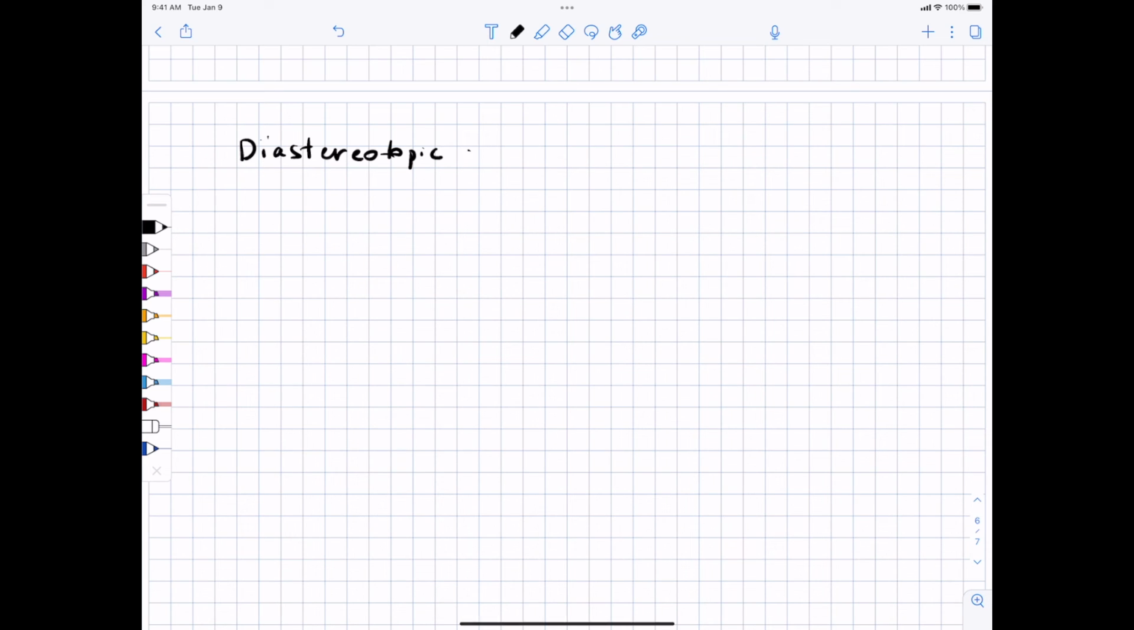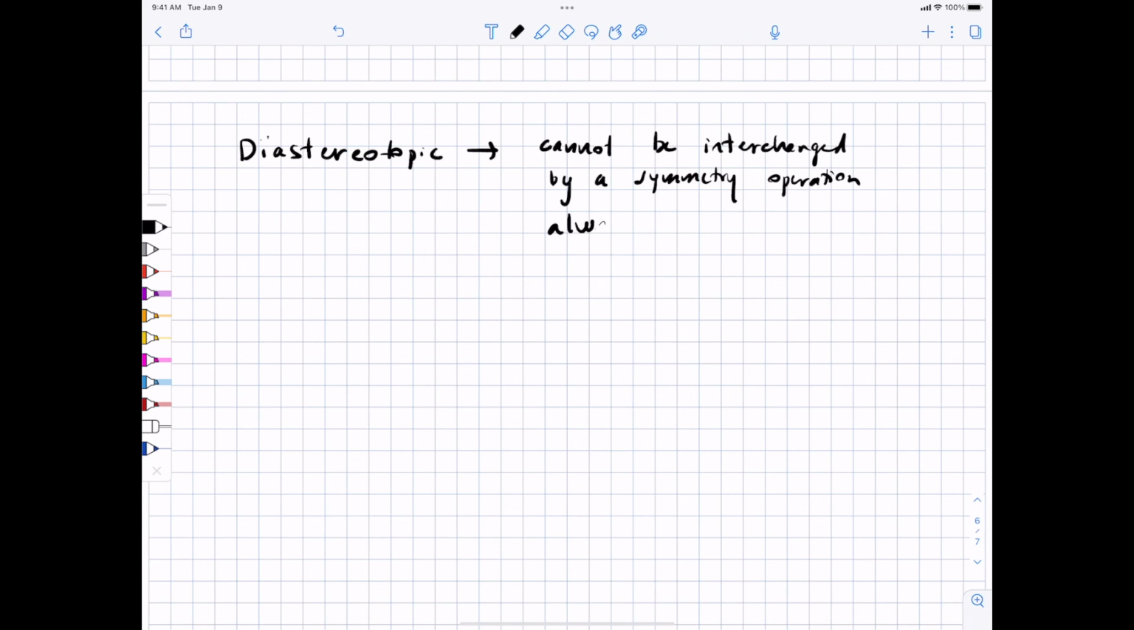So diastereotopic groups, and this is why it's easy, cannot be interchanged by a symmetry operation. They don't have the C2 axis or the SN axis or whatnot, and they are always different. Chemically, magnetically, etc. Worlds without end. So let's talk about diastereotopic groups.